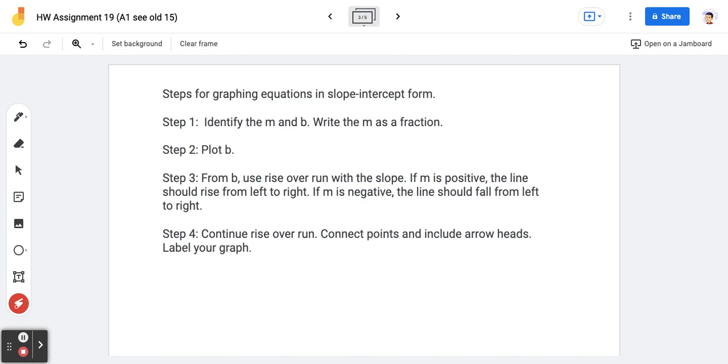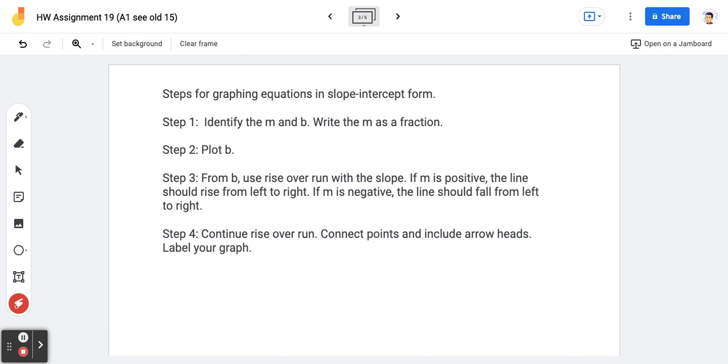And you're going to write the slope as a fraction. Okay, so identify slope and y-intercept, write the slope as a fraction. Step 2, we're going to plot the y-intercept. We're going to plot that b value. Step 3, from b, we're going to use a method called rise over run with the slope.